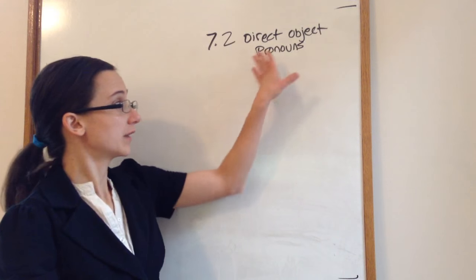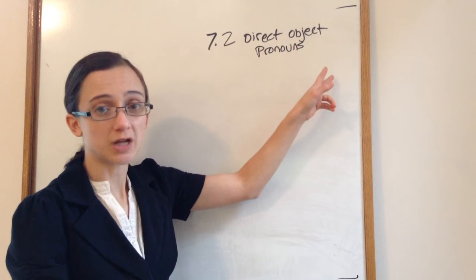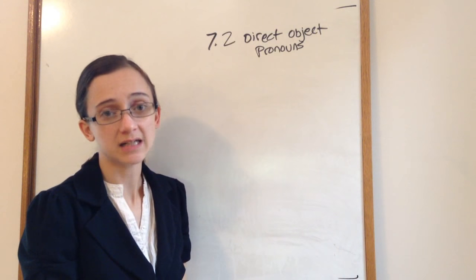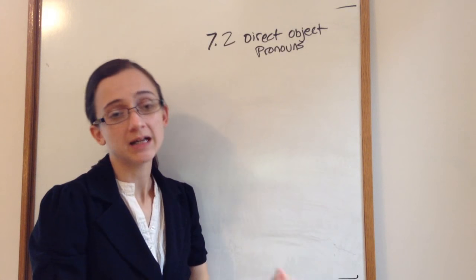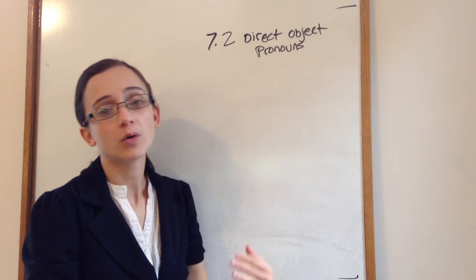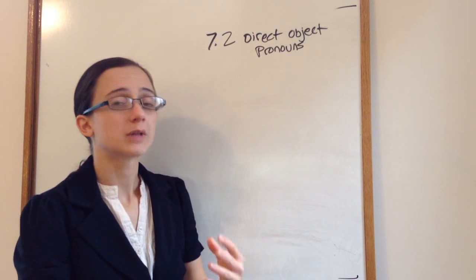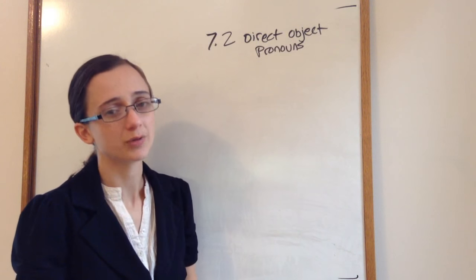So let's break this down to understand what these are. First, a direct object. It's the object in the sentence, the object of a verb, and it answers the question what or whom. So let's put that into context because it sounds confusing, but it's really pretty simple.